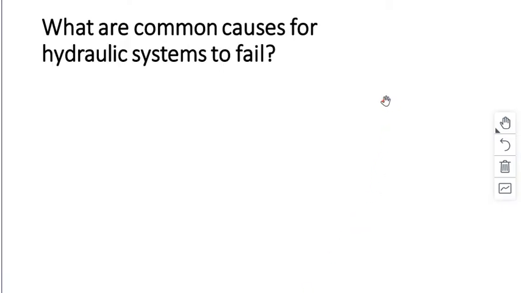Okay, the next slide. What are the common causes for hydraulic systems to fail? I'm going to give you a moment to try and come up with some answers. What are common causes for hydraulic systems to fail? I'm going to give you 30 seconds if you can take some mental notes or write it down. Go for it.